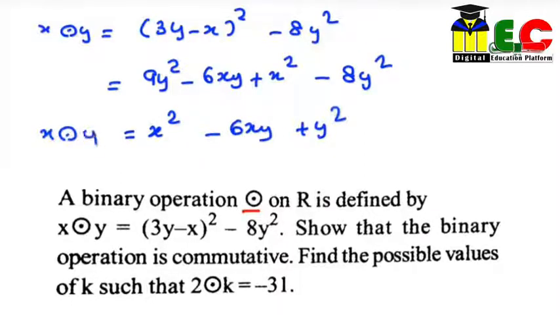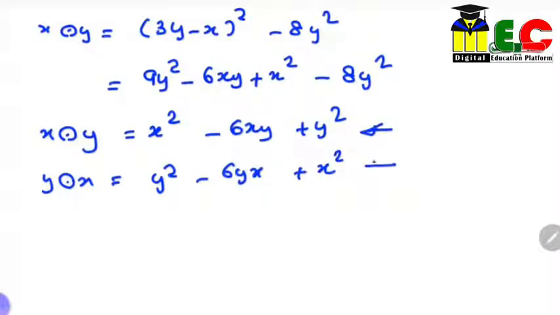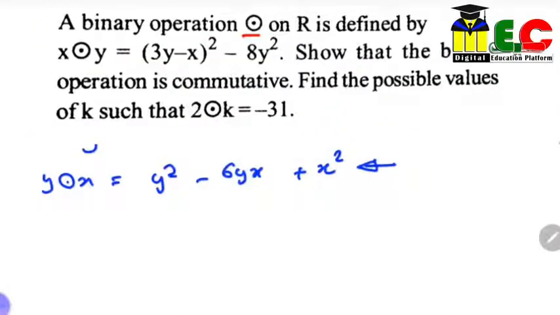That's x dot cycle y. And y dot cycle x is y square minus 6yx plus x square. And this is equal, therefore the binary operation is commutative.